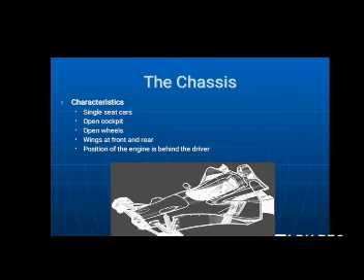The chassis. Characteristics of the chassis: single seat cars, open cockpit, open wheels, wings at front and rear. The position of the engine is behind the driver.